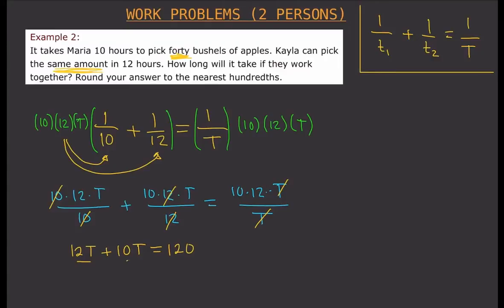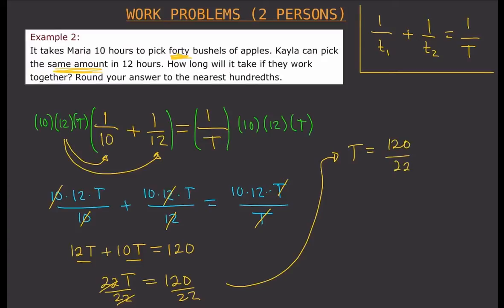We can combine like terms. This will give us 22t equals 120. And then we can divide both sides by 22. And that will give us t equals 120 divided by 22, which is equal to 5.45 hours. So that is our final answer. So if they work together, they can do it in 5.45 hours.